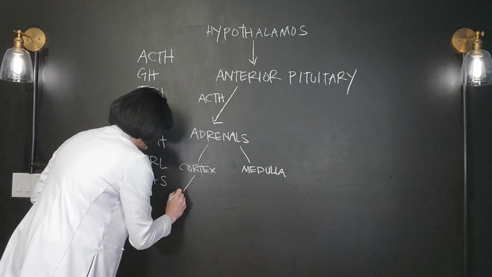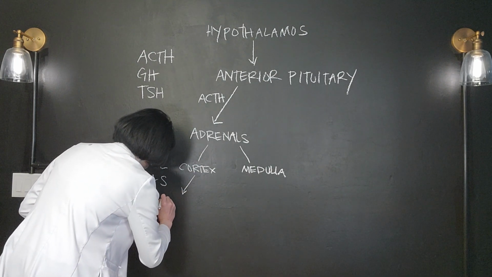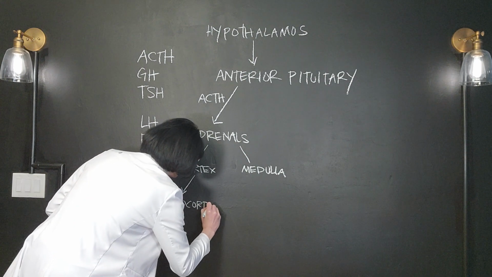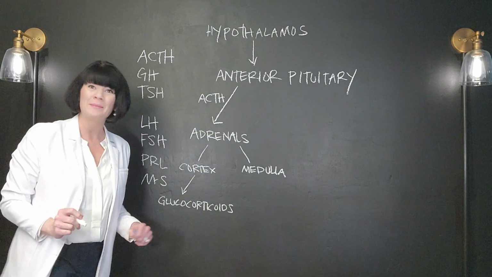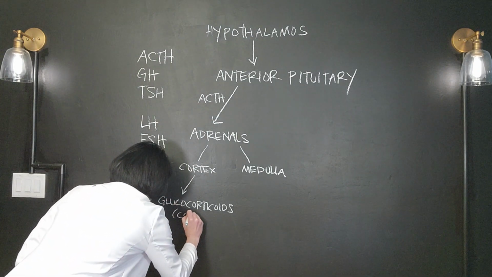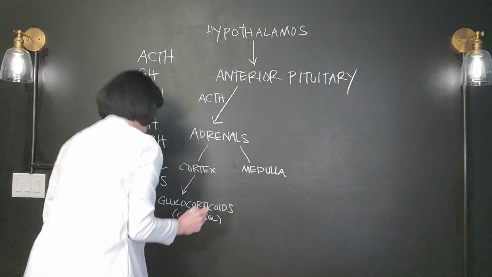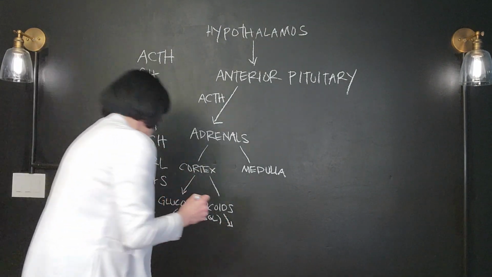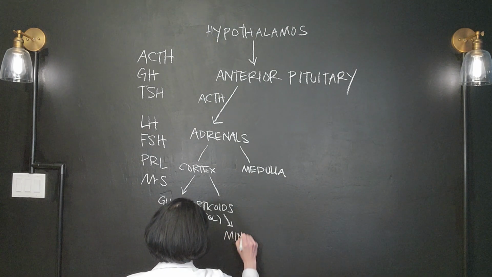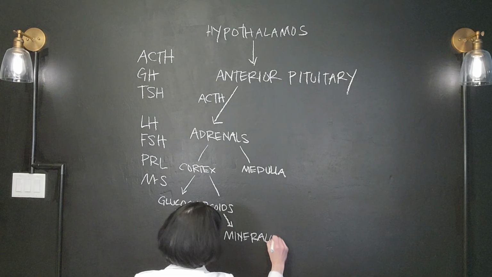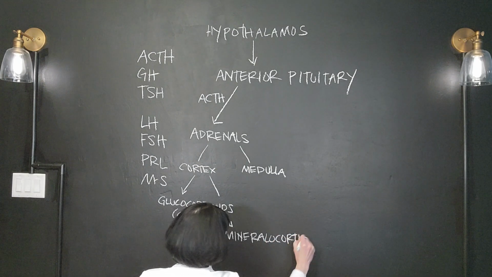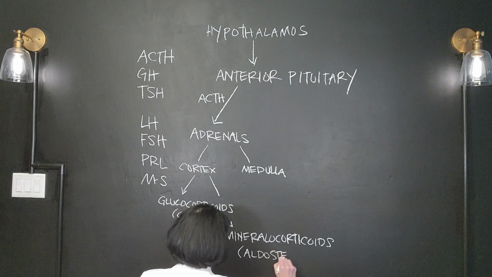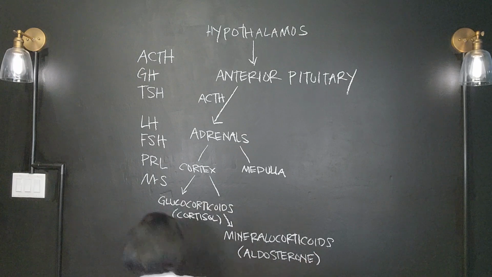When it comes to the cortex, it releases 2 different substances. One is glucocorticoids. Our primary glucocorticoid is cortisol, our stress hormone. The second thing that the cortex produces is our mineralocorticoids. Our primary mineralocorticoid is aldosterone. So we're going to start there.